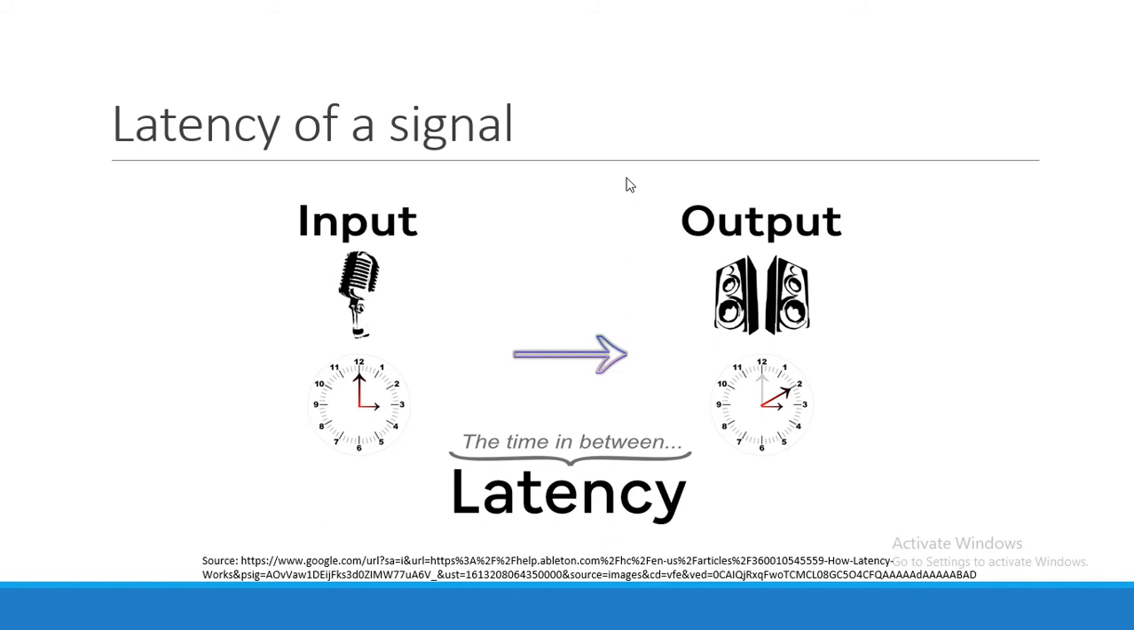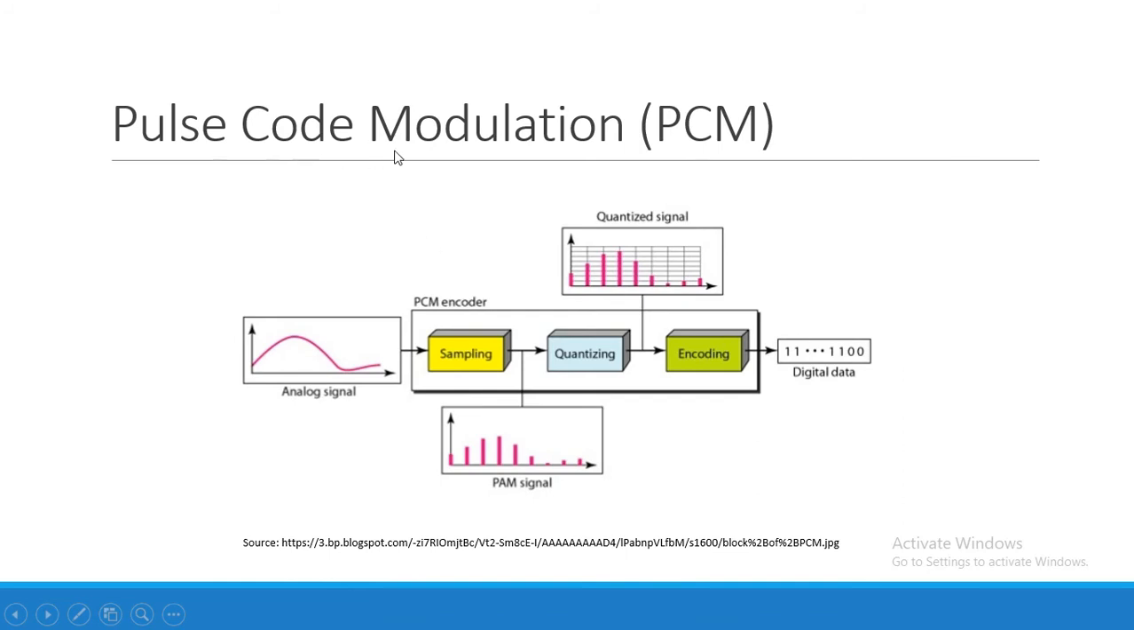Latency of a signal is the time taken to transfer data through a network to its destination. As you can see in the image, it takes some time from when we give an input at the source to when the output comes from the receiver. That time duration is called latency. Okay, now let's move to pulse code modulation or PCM. Here you can see how it works in a PCM encoder.